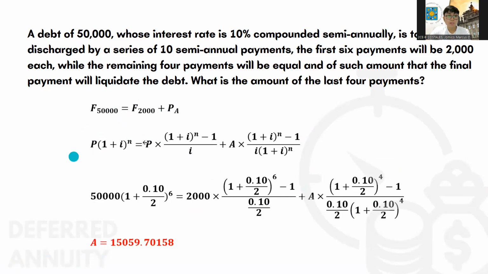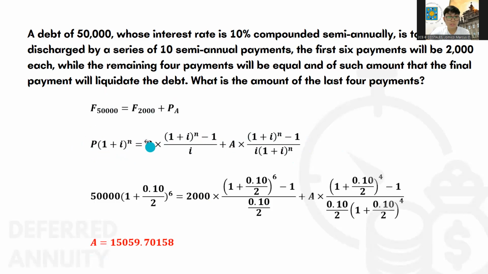So the formula to be used for F sub 50,000 is under compounded interest, and the formula to be used for F sub 2,000 plus P sub A is both under deferred annuity, meaning P times the quantity of 1 plus I raised to N is equal to P times 1 plus I raised to N minus 1 all over I plus, which is going to be the P sub A, A times the quantity of 1 plus I raised to N minus 1 all over I times the quantity of 1 plus I raised to N.